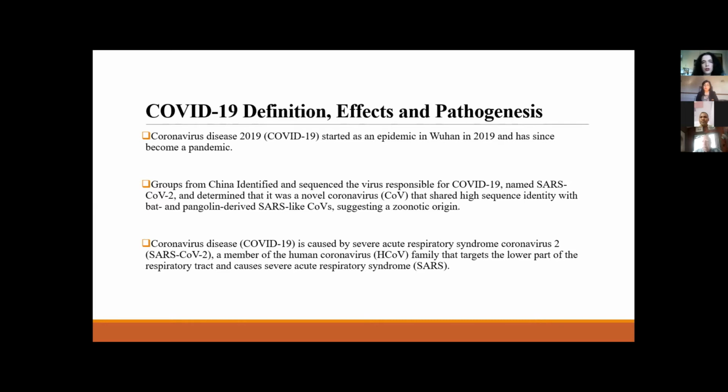was a novel coronavirus that shared high sequence identity with bat and pangolin-derived SARS-like coronaviruses, suggesting a zoonotic origin of this disease. Coronavirus disease is caused by severe acute respiratory syndrome coronavirus 2, or SARS-CoV-2, a member of the human coronavirus family, the lower respiratory tract, and causes severe acute respiratory syndrome, or SARS.